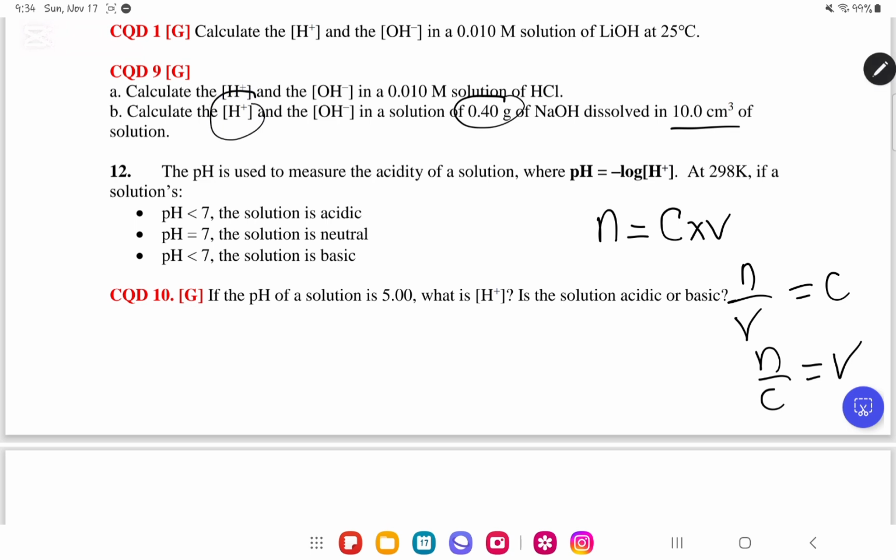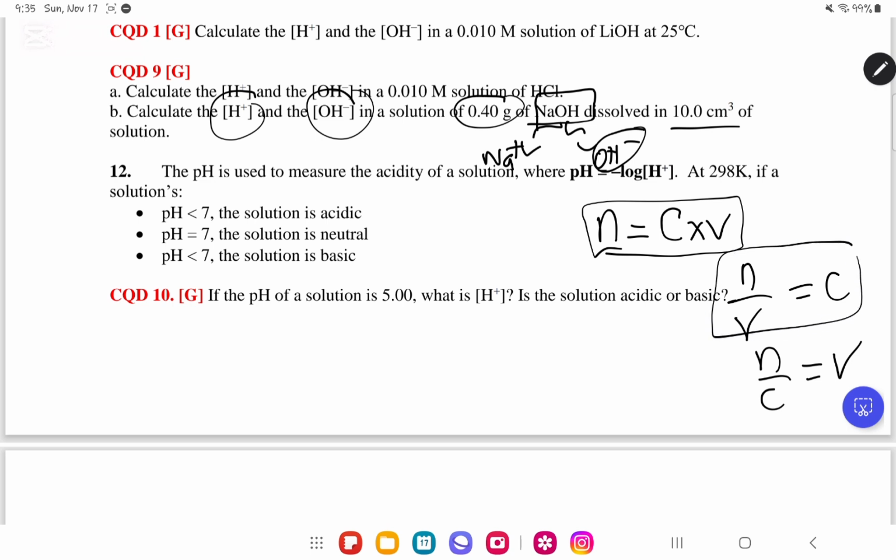They want us to calculate the concentration of H plus and OH minus. First thing to do to calculate the concentration of OH minus is we're going to divide the compound. We're going to get Na plus and OH minus. So if we find the concentration of this compound, then definitely we would have found the concentration of OH minus. Now remember this equation, n equals C times V. If you move them around, you are going to get that n over V is equal to C.